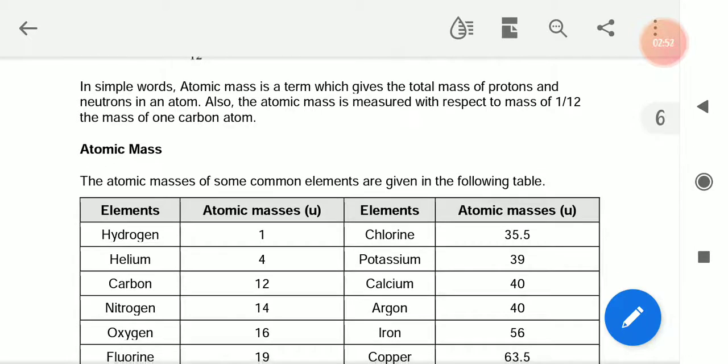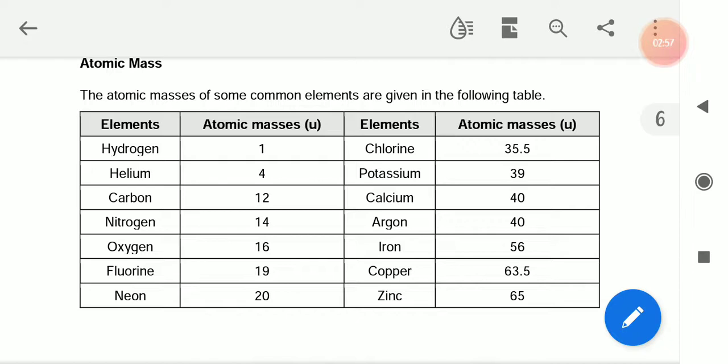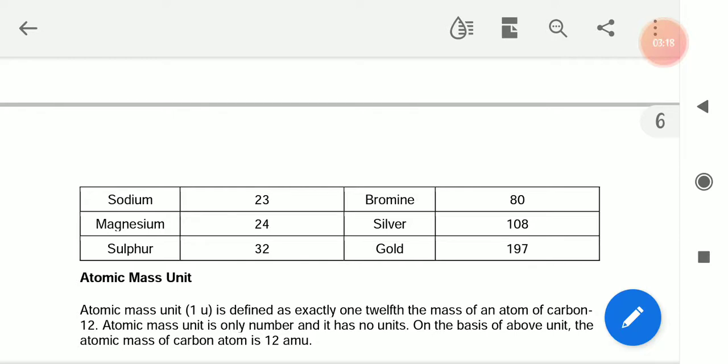Now, the atomic masses of some elements are given in this table. Remember these: hydrogen 1, helium 4, carbon 12, nitrogen 14, oxygen 16, fluorine 19, neon 20, chlorine 35.5, potassium 39, calcium 40, argon 40, iron 56, copper 63.5, zinc 65, sodium 23, magnesium 24, sulfur 32, bromine 80, silver 108, gold 197.